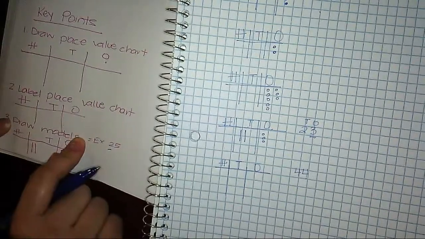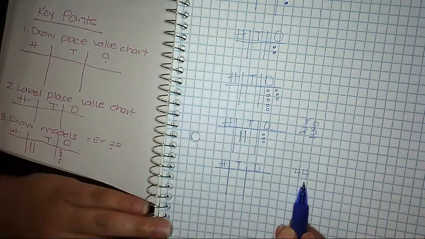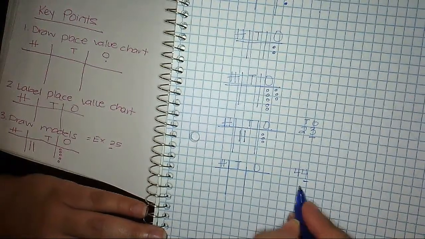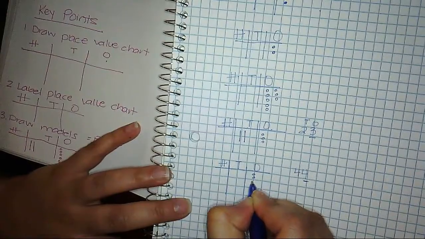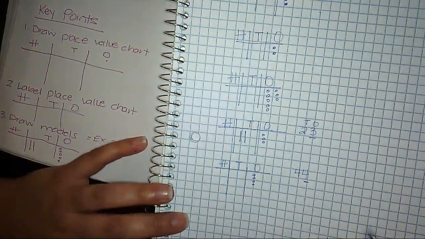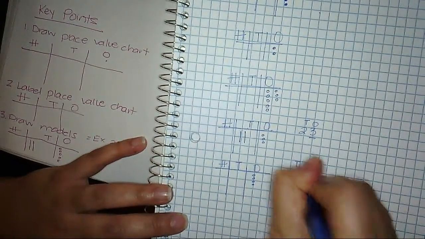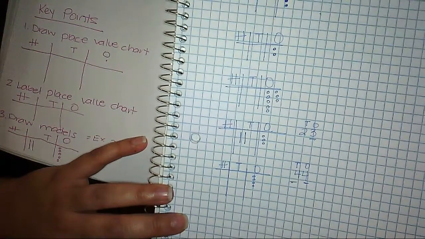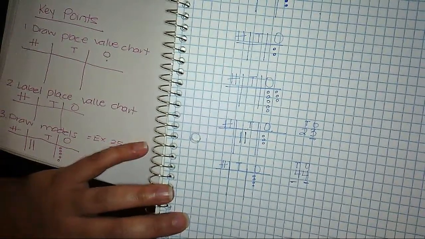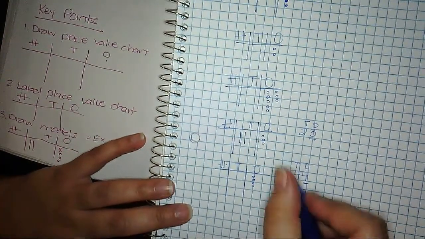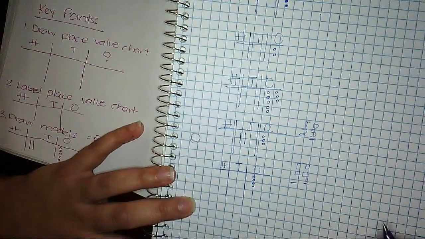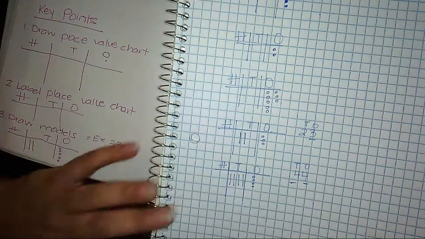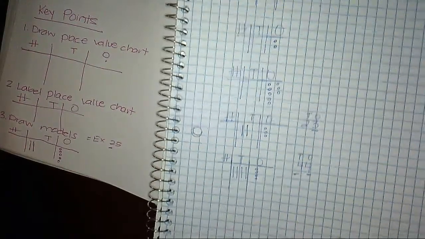Then I model. Let's look at the ones digit. How many ones do I have? 4. That tells me I draw 4 ones. Look at the tens digit. How many tens do I have? Yes, 4. Great job. Now let's draw the 4 tens. That tells me I draw 4 lines. Great job, boys and girls.